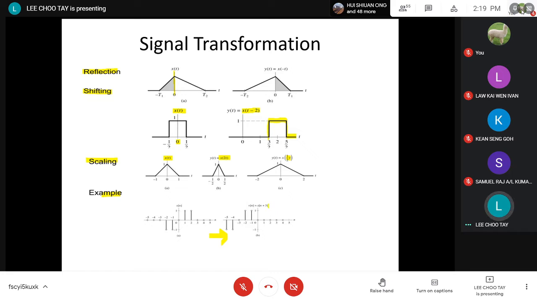Okay, so it's plus here because it shifts to the left hand side. If you shift to the right hand side, then it's minus, as in this one.